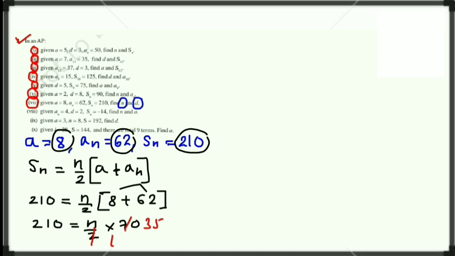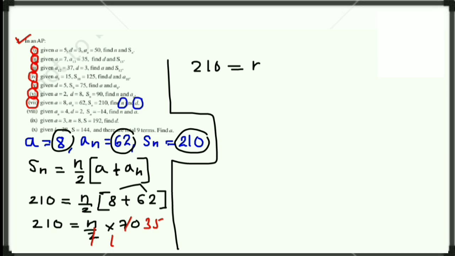Okay, now let's solve over here. 210 equal to n into 35, and again 210 and this 35 comes to LHS over here equal to n, and 35 can divide 210 by 6 times. So finally here we obtain n equal to 6.